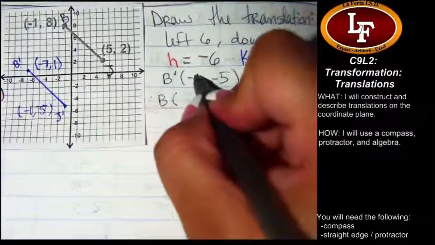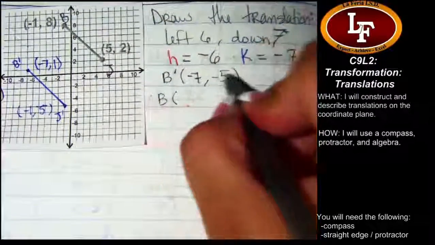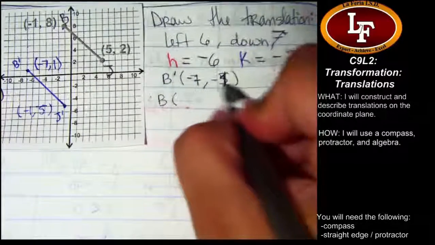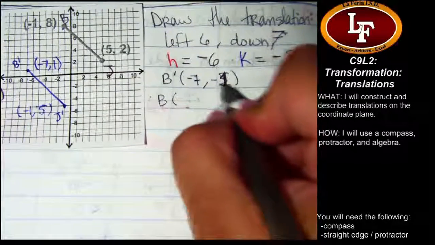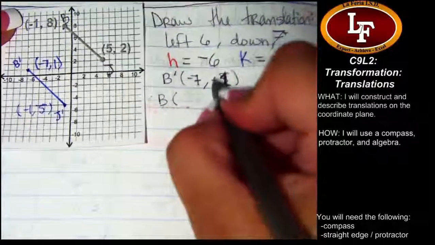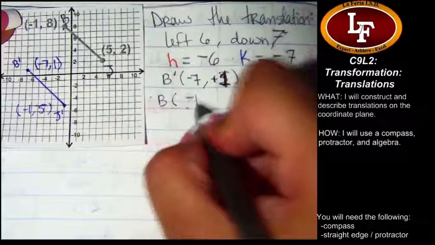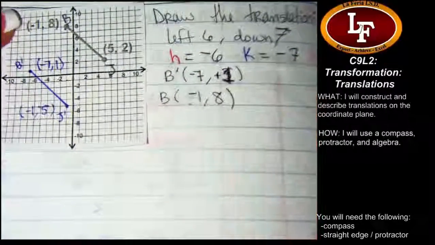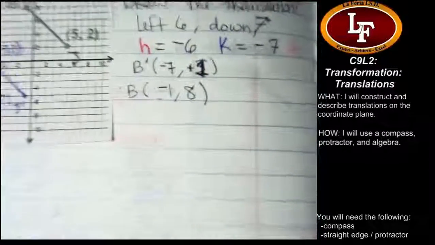Oh, goodness, I used the wrong coordinates. Oh, miss, I'm writing in pen. So am I. Sorry, I grabbed the coordinates for J. All right, there's the coordinates for B prime and B.